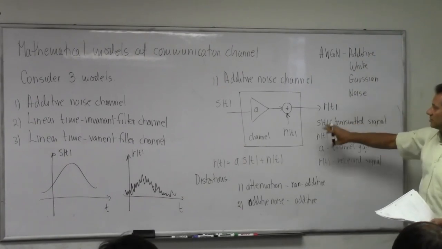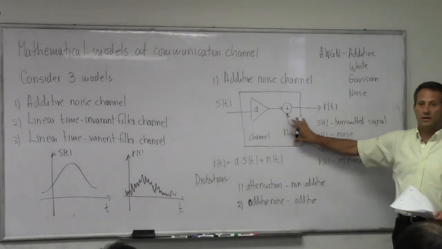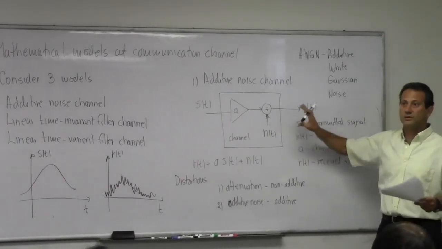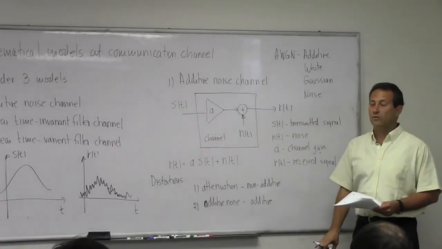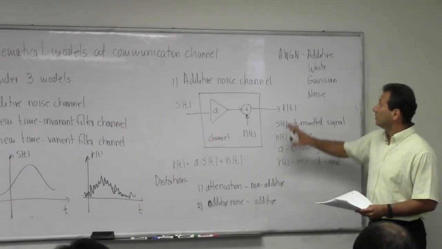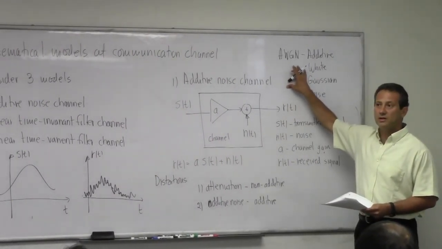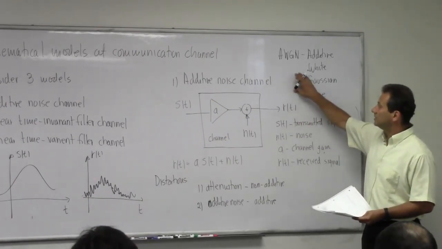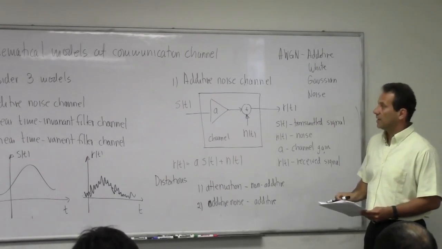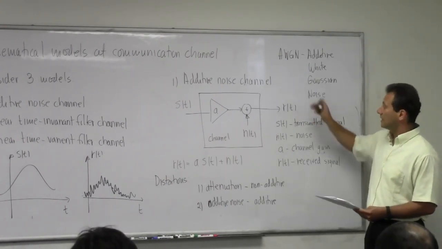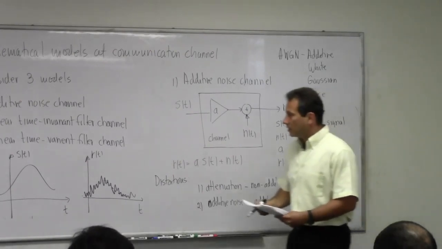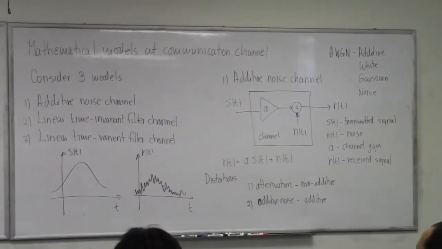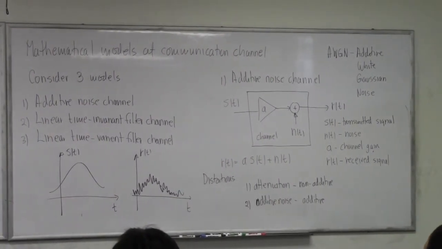AWGN is a special version of this channel, and that's the one that we almost all the time consider first when we benchmark the performance of a given communication system. We're going to spend the most time working in this channel because we're at the beginning, right? So we're going to try to understand what this channel does to our signal and how we can send signals through this type of channel. Okay, so the next type of channel is what we call the linear time invariant filter channel.